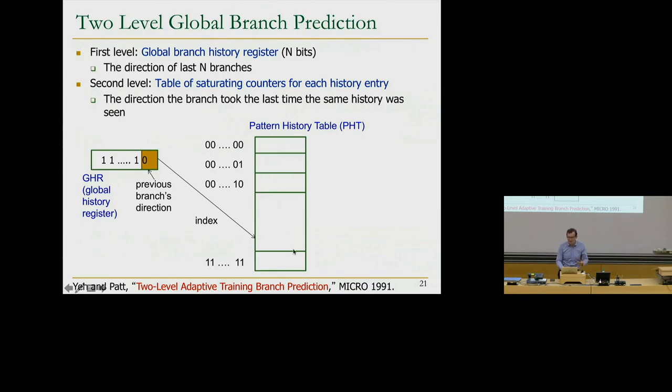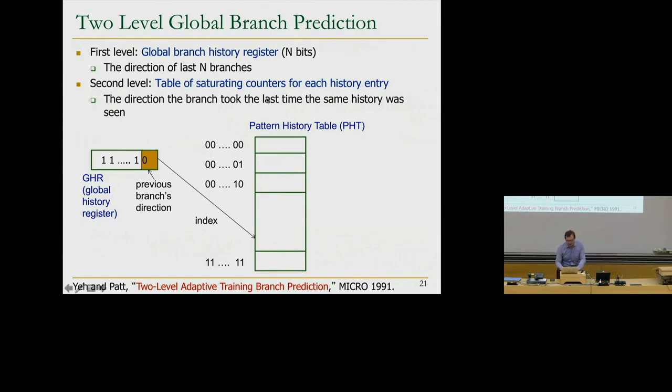Or the branch was not taken. And if you see the history, it's the exact same history again, you're going to index into that same location, and you're going to get that bit saying taken or not taken, and you're going to do whatever outcome was recorded over there. Basically, you're remembering what you did the last time you saw the history, and you're predicting the branch based on that memory.